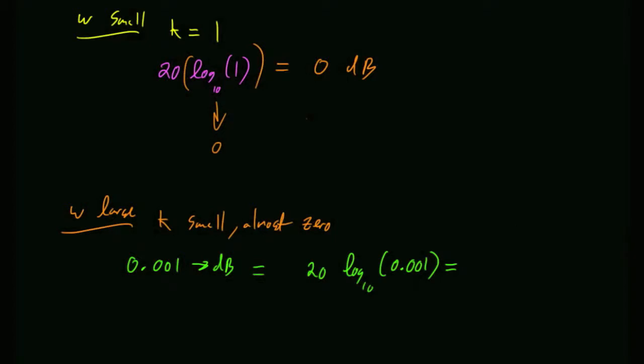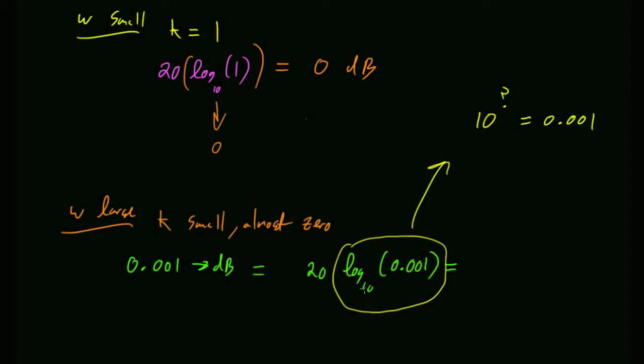When we say log base 10 of 0.001, really what we're saying is 10 raised to what power equals 0.001. That's what logarithm does. It answers that question. What goes up here? Negative 3. 10 to the negative 3 equals that number. So negative 3 times 20 is negative 60.